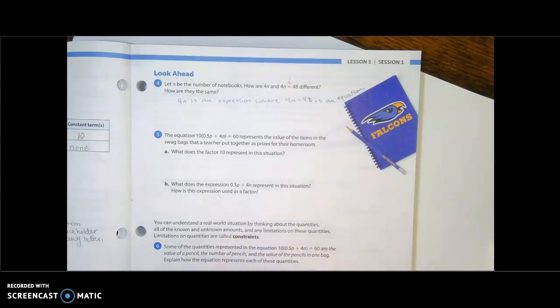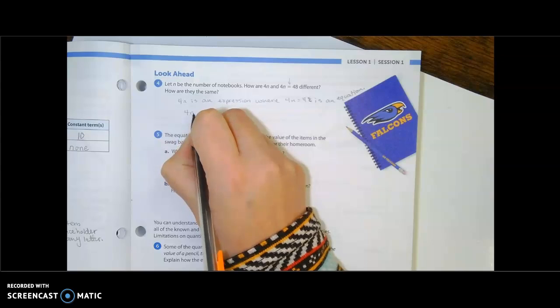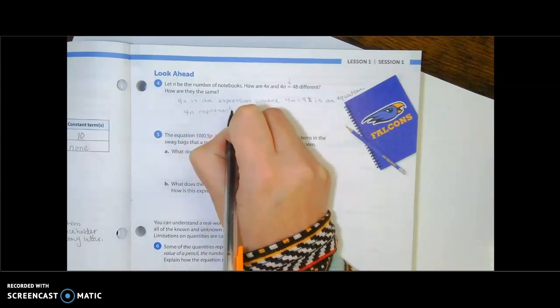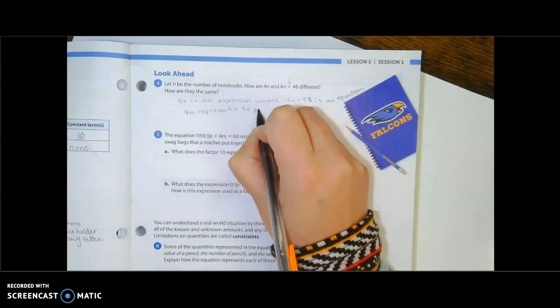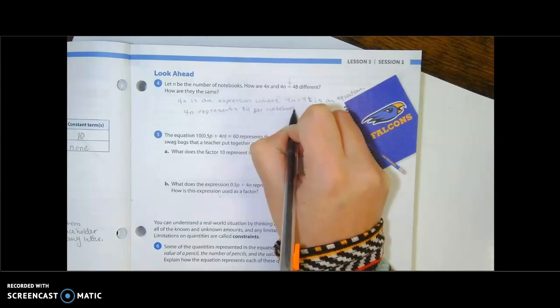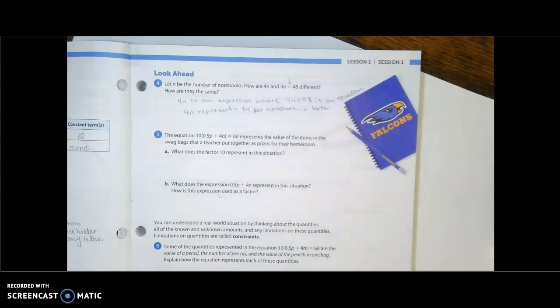Now, how are they the same? Well, they both have the 4n, right? The 4n represents $4 per notebook in both, because that's the same for both. All right, if you have more, go ahead and add more. But that is the gist.